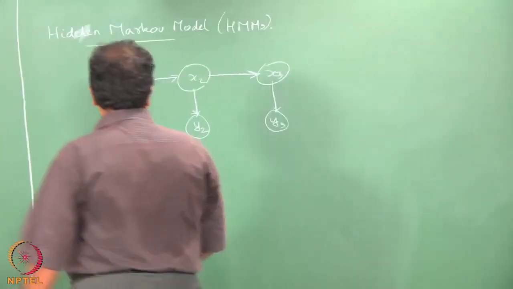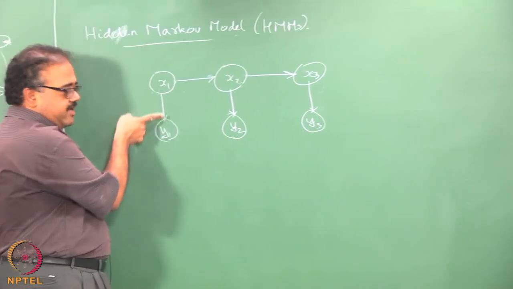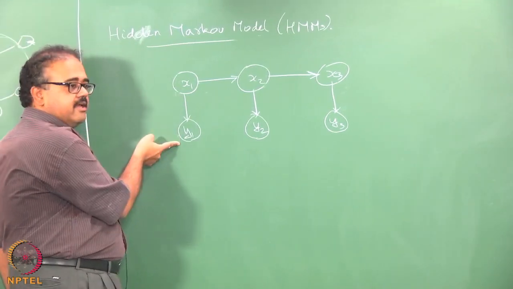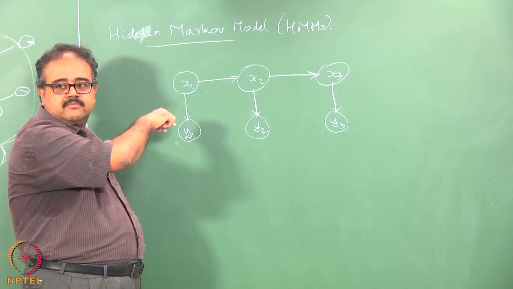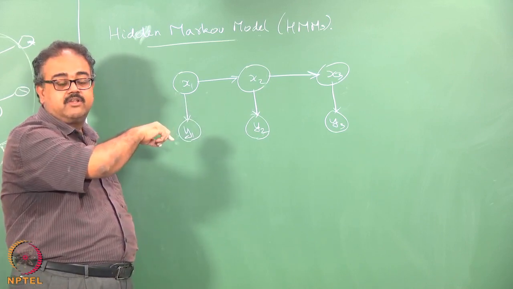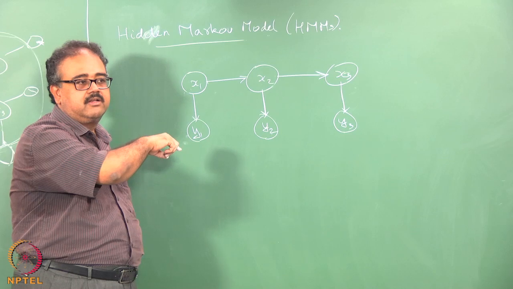So one thing to note here is that the hidden Markov model essentially says that your xi gives rise to the yi, it doesn't go the other way. In fact, this also gives rise to a lot of problems later on.